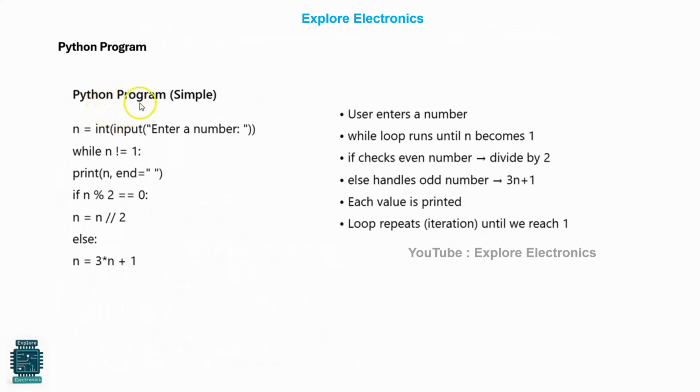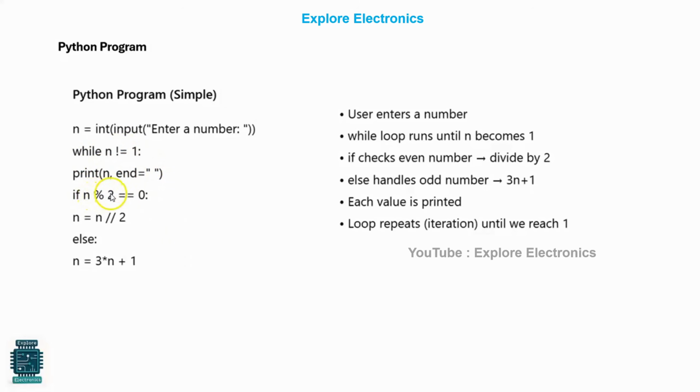Here I am taking a simple Python program, that is n is equal to int input, enter a number. Here the input should be an integer because we are taking a number. Here the user enters a number. While n is not equal to 1, the while loop runs until n becomes 1. Clear? Print n, and end is equal to a blank space, which means it will print the n.